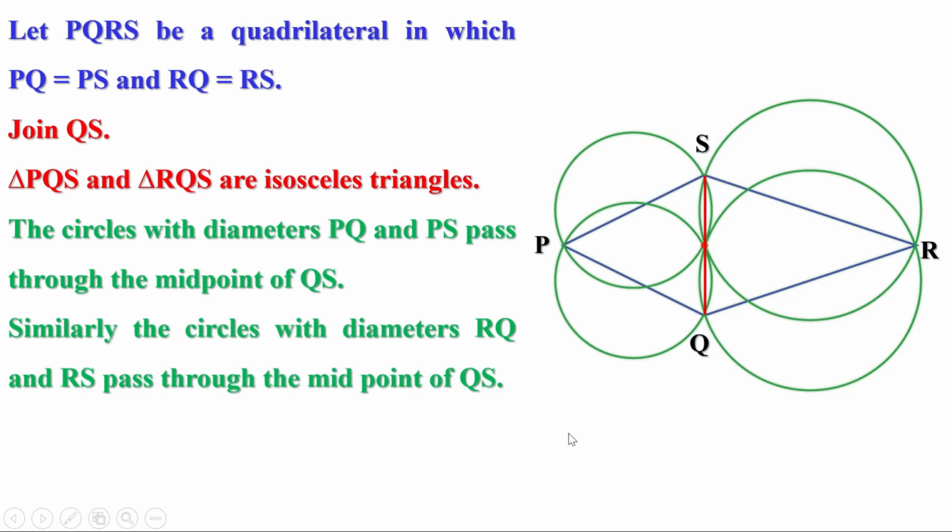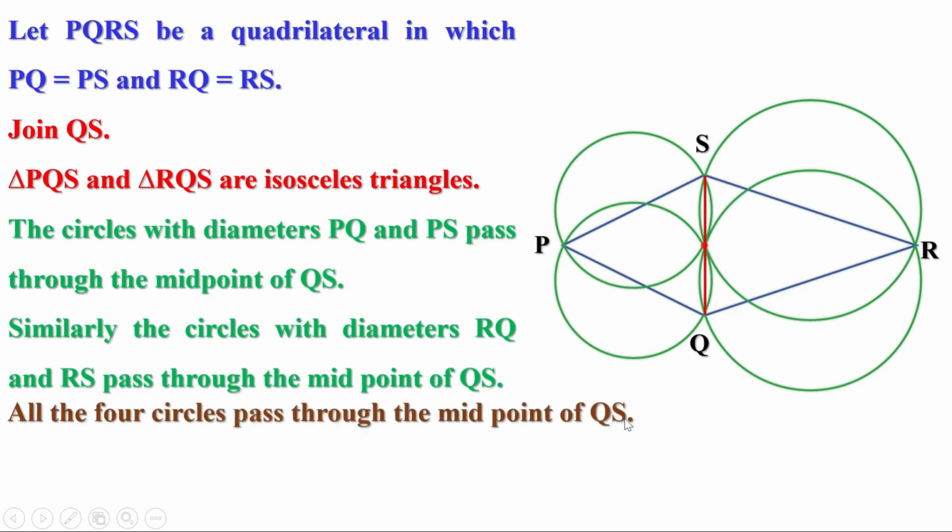Therefore, the circles with the diameters RQ and RS pass through the midpoint of QS. That means all the four circles pass through the midpoint of QS, or they pass through a common point.